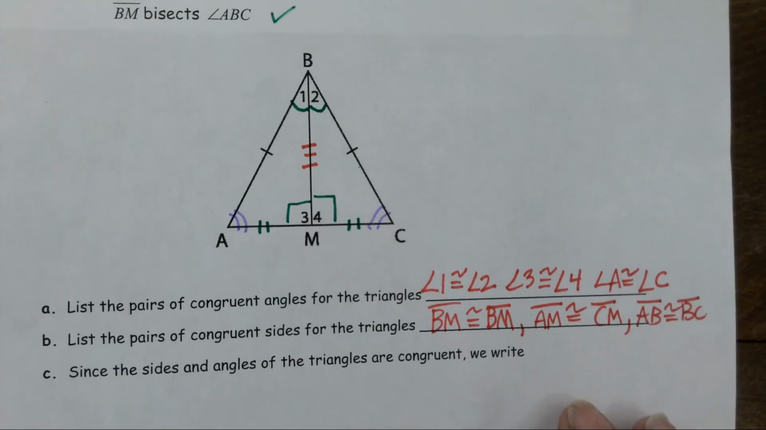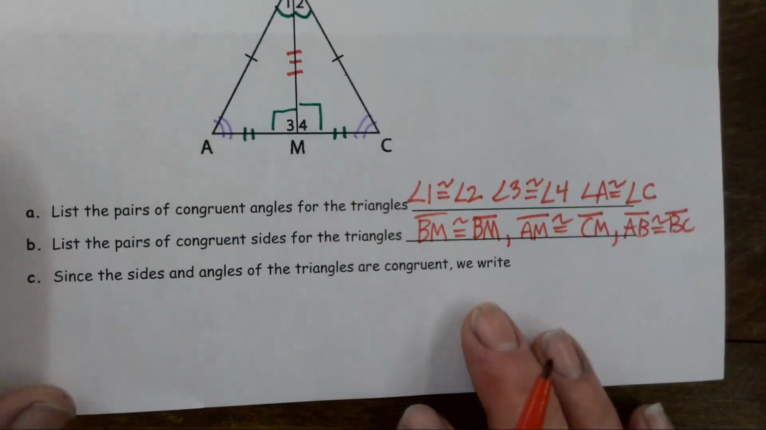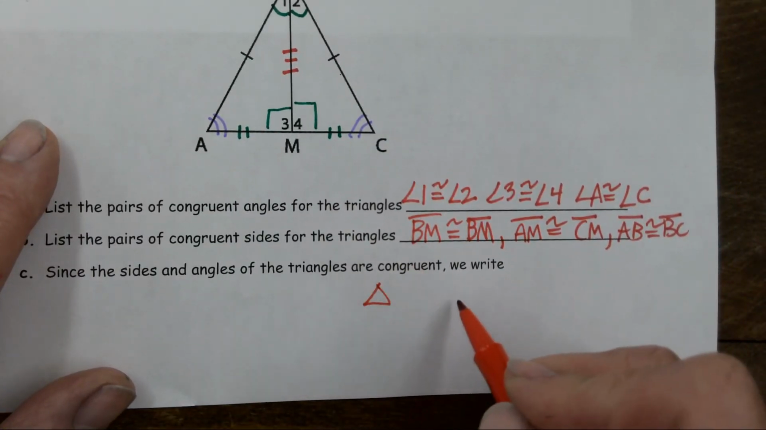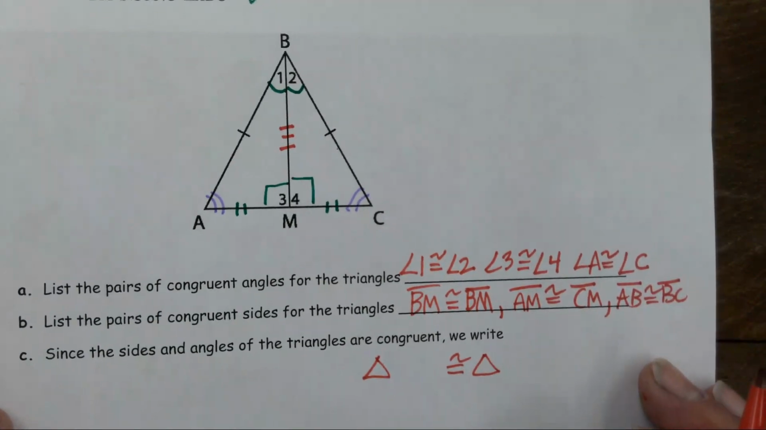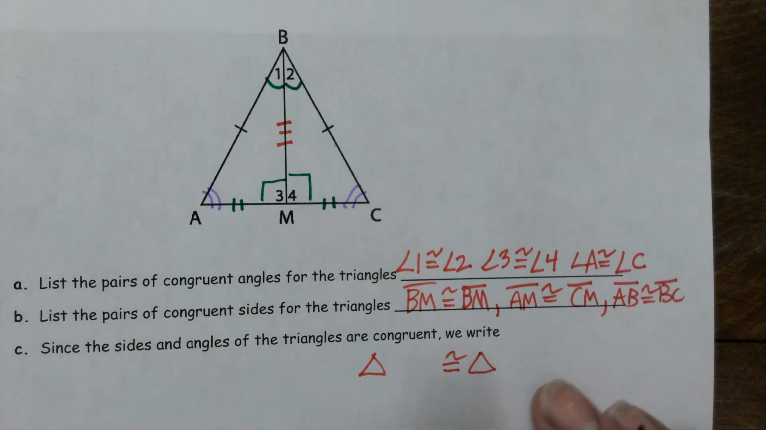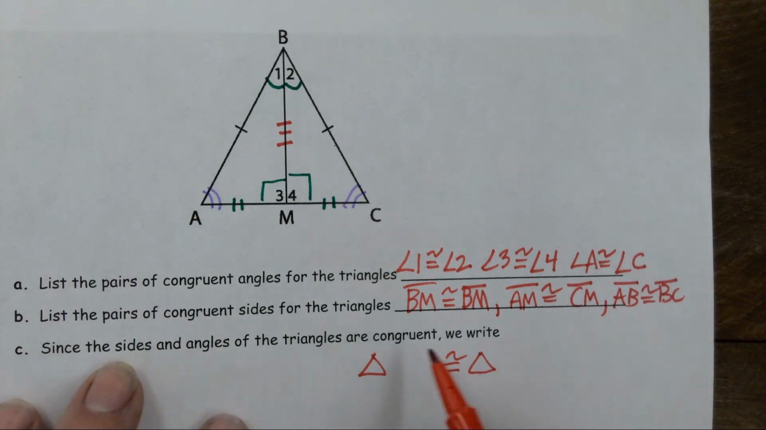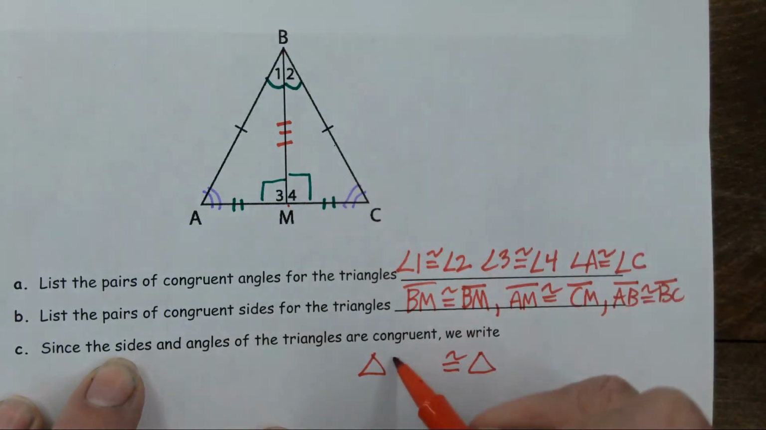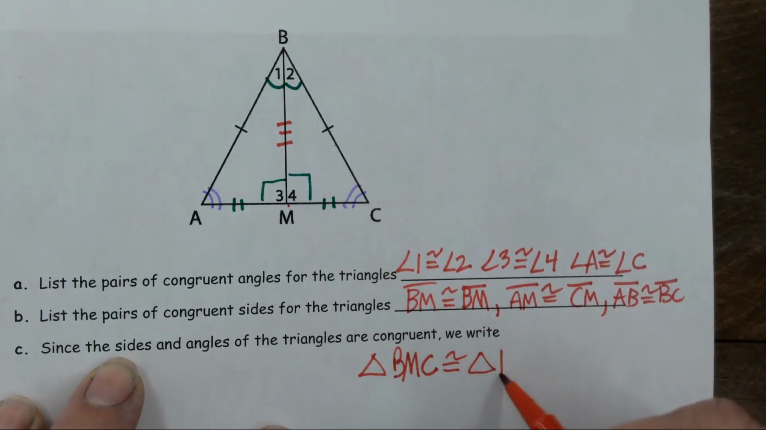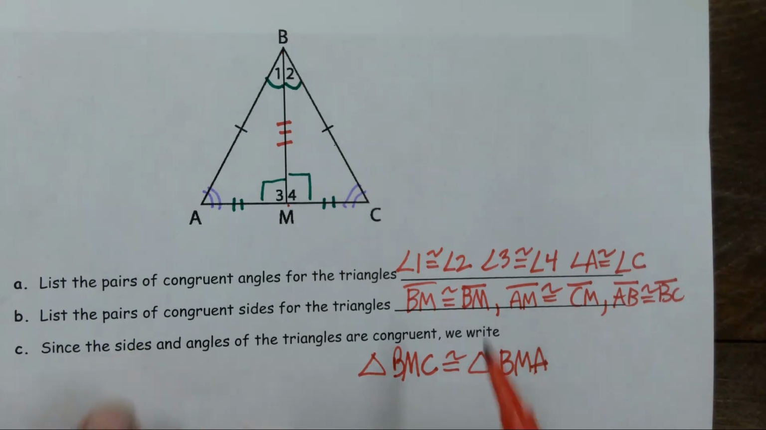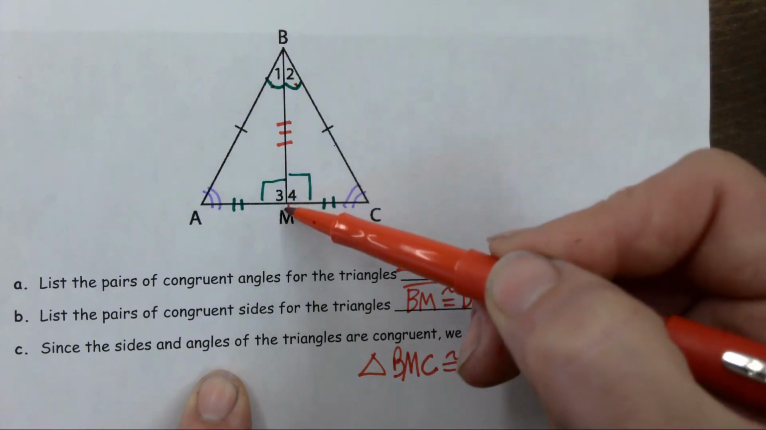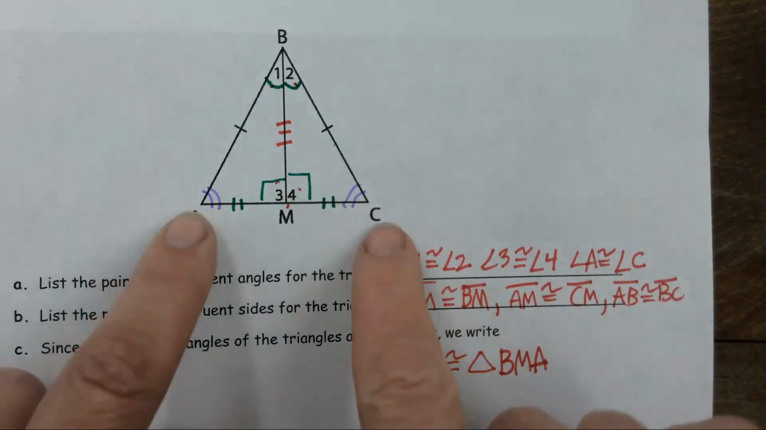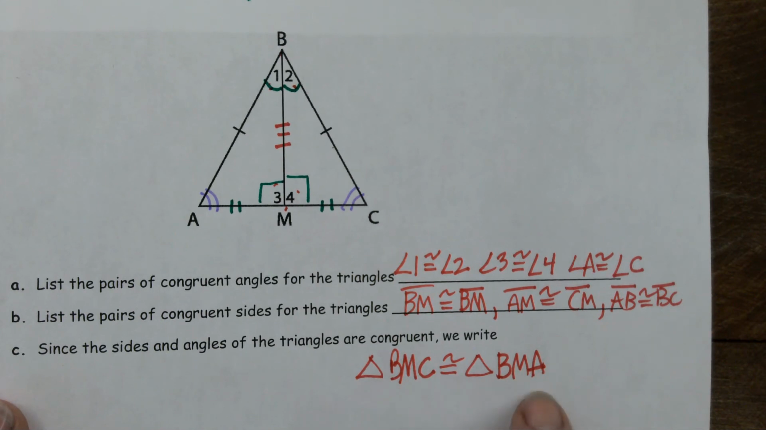Can somebody name the congruent triangles? What is congruent to what? And be careful, take your time, think about the positions of everything. Does somebody think? Go ahead. BMC is congruent to BMA. Does that work? Angle B up at the top gives me angle 1 and angle 2. M gives me angle 3 and angle 4. And then A and C are congruent. So BMC is congruent to BMA. Perfect. The congruent angles match.